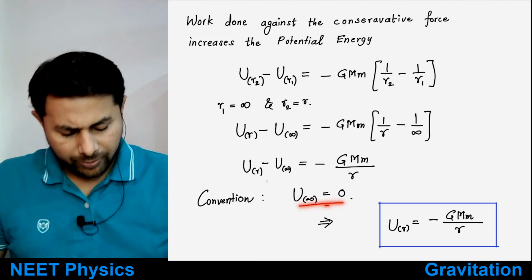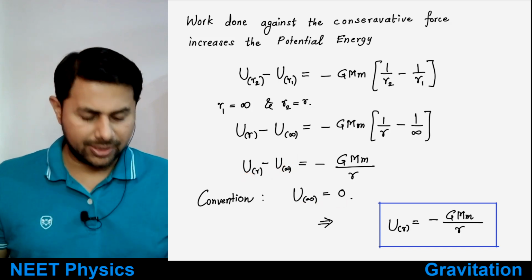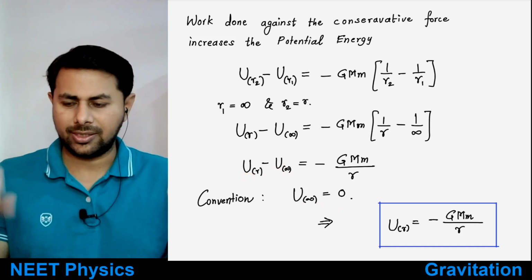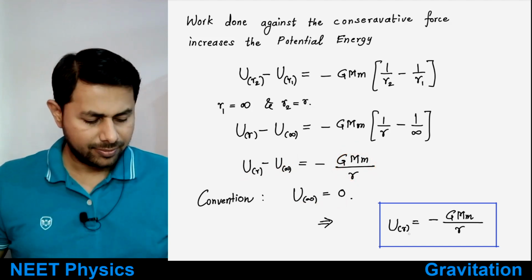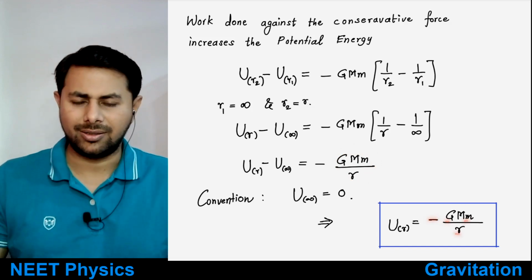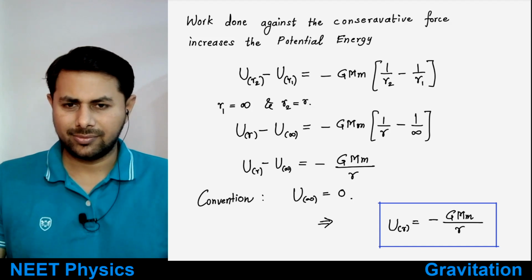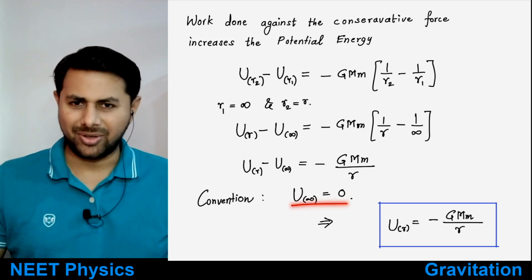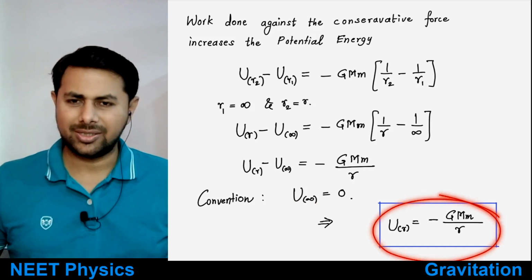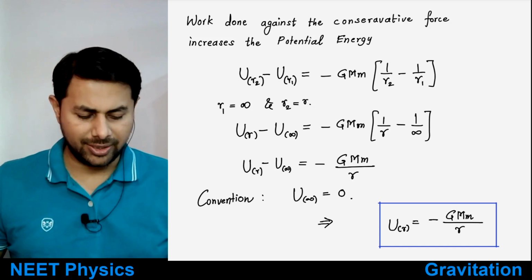If we substitute that here, then we get U at R, the potential energy when the separation between these two objects is R, is minus of GMm divided by R. Is this clear, everyone? This convention has been made already, so we just need to remember this formula. Potential energy is minus of GMm divided by R.